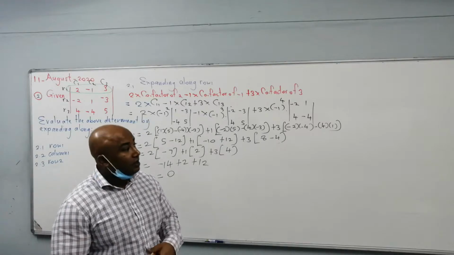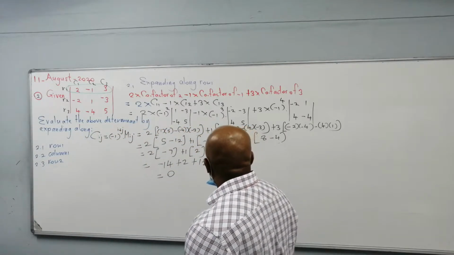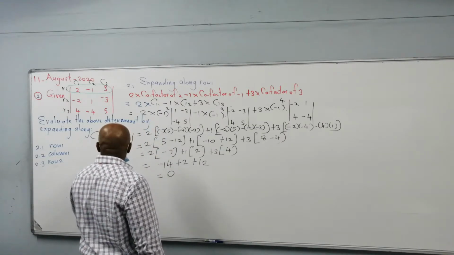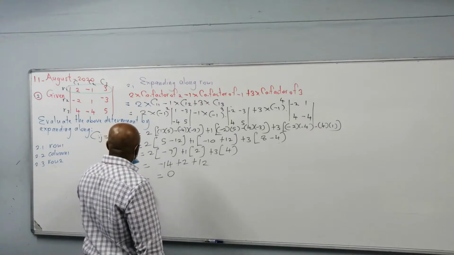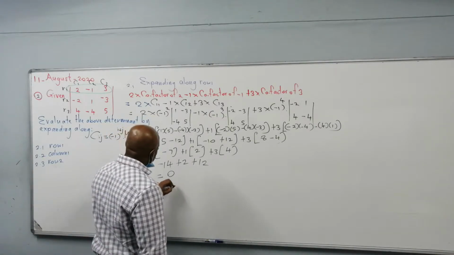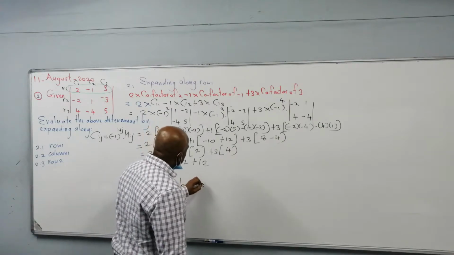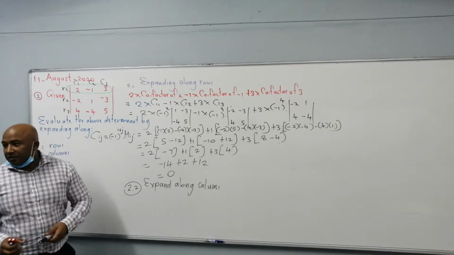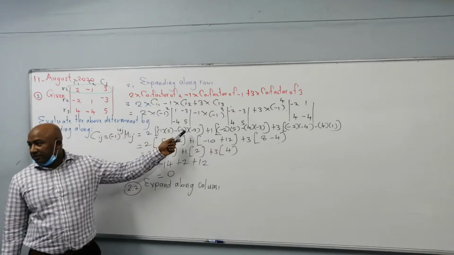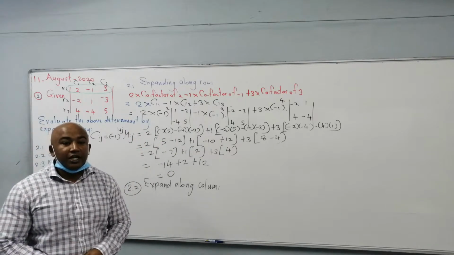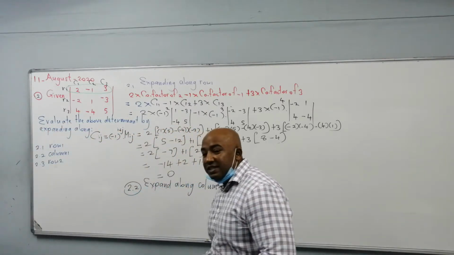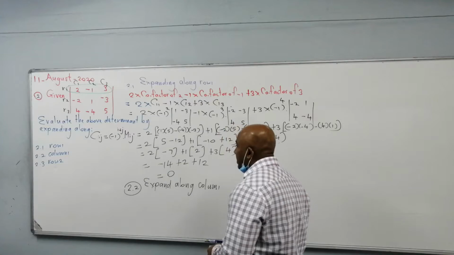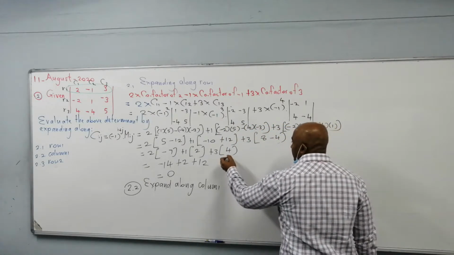Okay, let's check the next one. The next one is column 1. First step, you'll all got the same thing. Okay. Now let's check column 1. Remember, we must get the same answer no matter which technique we use here. So expanding along column 1.